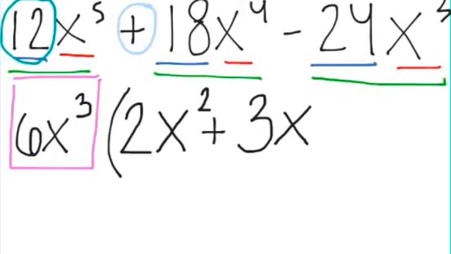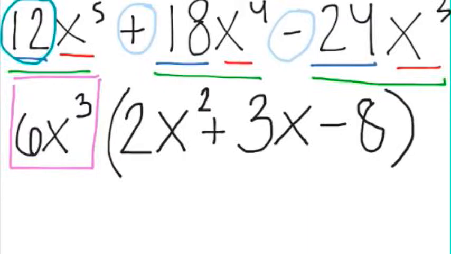Now, here, this is a negative sign, so we must also place a negative sign inside of the parentheses. Now let's do 24 divided by 6 is 8. And let's look at the variables. X to the third power minus x to the third power is 0, right? So we just close parentheses.